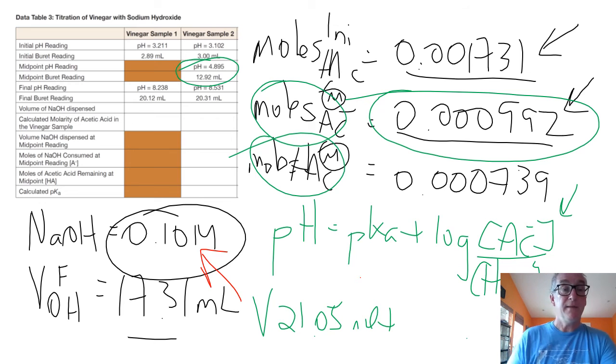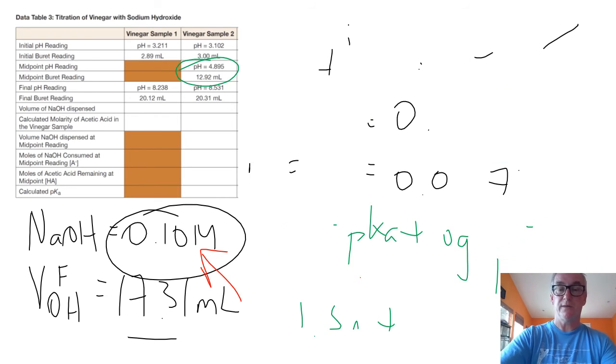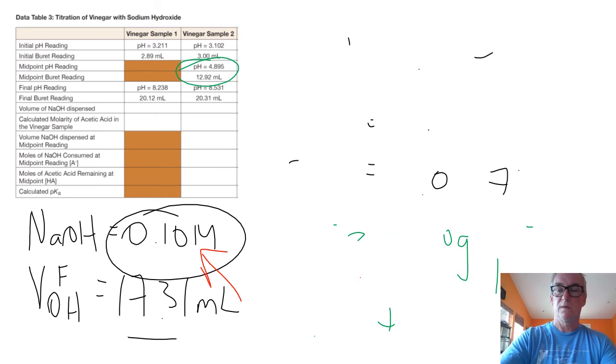In table 3, it just asks you for the number of moles: moles of sodium hydroxide dispensed, moles of acetate ion produced, moles of acetic acid left over. So you don't even need to calculate the concentration. You can just use the number of moles. So hooray for that. Let's set up our expression to do the final calculation, and then we'll be done.